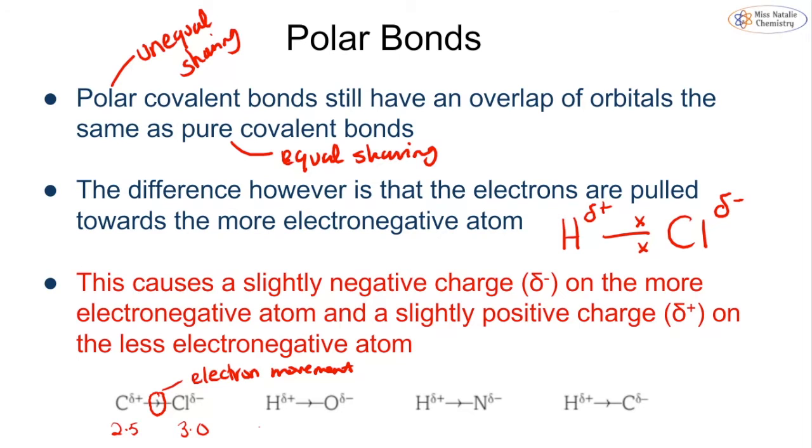Hydrogen has an electronegativity of 2.1 and oxygen has 3.5. So the oxygen is the slightly negative, the hydrogen is the slightly positive. Again, hydrogen 2.1, nitrogen is 3, so they're going to be towards the nitrogen. And comparing to carbon, carbon is just ever so slightly more electronegative, but it will still attract the electrons more compared to the hydrogen.